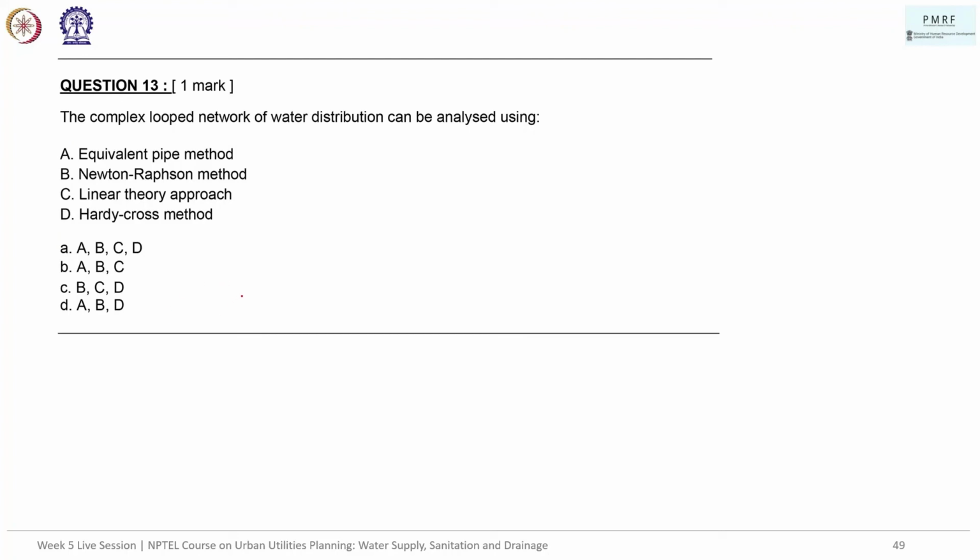So the next question. The complex loop network of water distribution can be analyzed using A. Equivalent pipe method, B. Newton-Raphson method, C. Linear theory approach, and D. Hardy-Cross method. Do we have any answers? Okay, we have one answer A. Anybody else? D. Okay, A, B, and D.